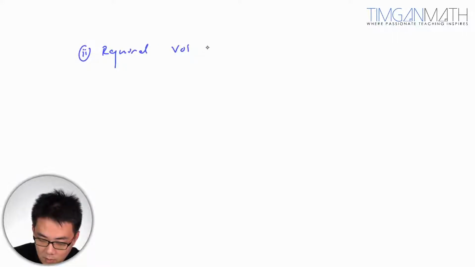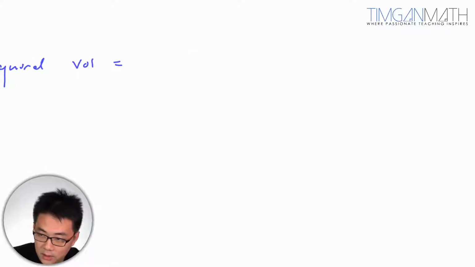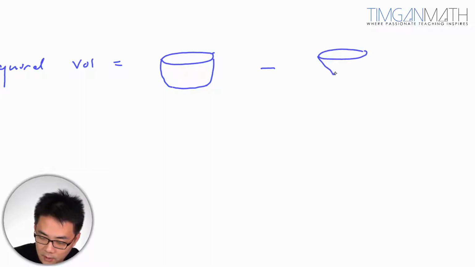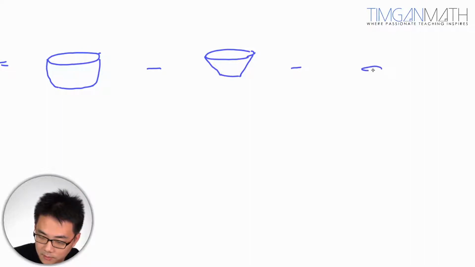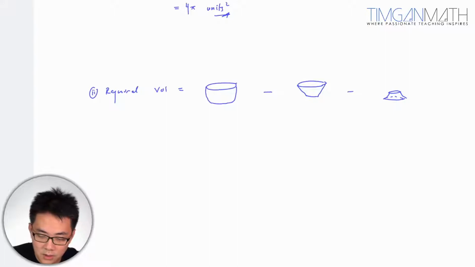The required volume would be this shape here, so something like that. Okay, minus off the top part, which is actually the, okay, it's a straight line, sorry. So this is like that. Minus off the bottom, which is here. Okay, so this is what you need to minus off.